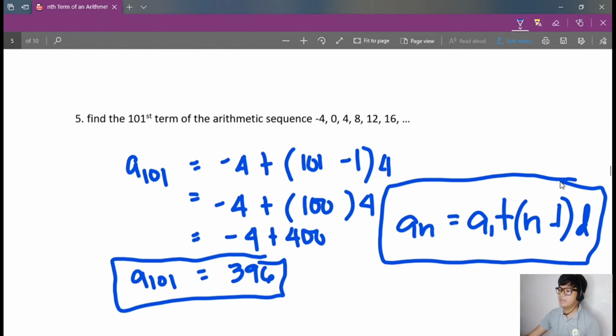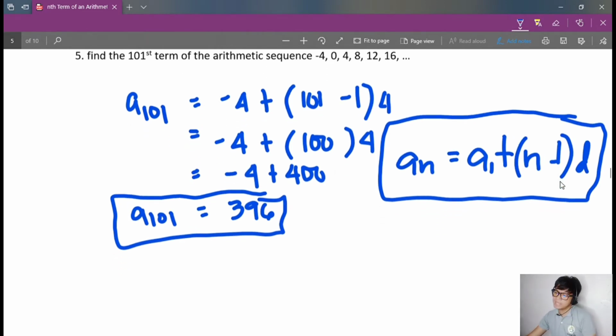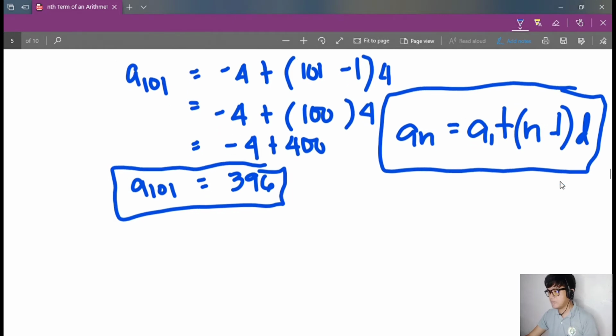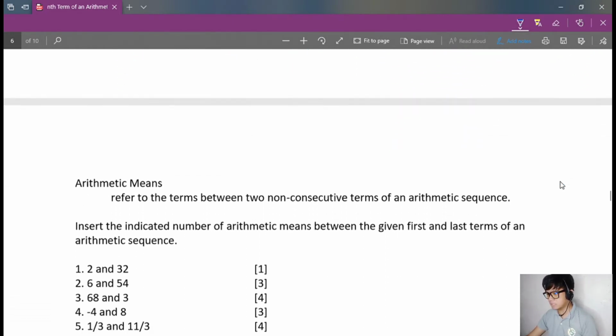So, we are done with finding the nth term of an arithmetic sequence. I think maraming mga activities dyan sa learning activity sheets ninyo on how to find the nth term of a given sequence. So, after this video, you have to answer those activities in your activity sheets. Now, let's proceed to the second subtopic sa module 2, which is the arithmetic means.